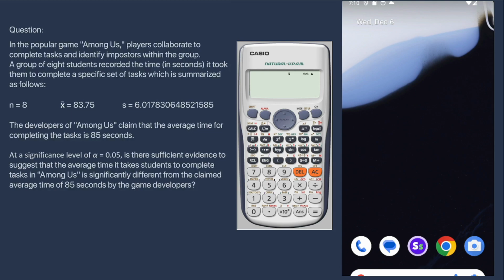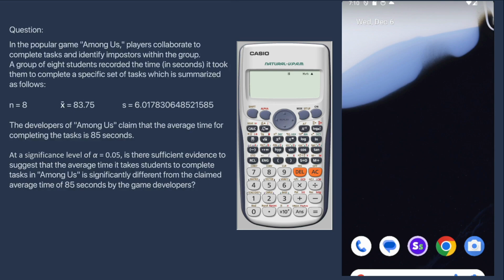The question goes, in the popular game Among Us, players collaborate to complete tasks and identify impostors within the group. A group of 8 students recorded the time it took them to complete a specific set of tasks, which is summarized as follows. The developers of Among Us claimed that the average time for completing the task is 85 seconds. At a significance level alpha equal to 0.05, is there sufficient evidence to suggest that the average time it takes students to complete tasks in Among Us is significantly different from the claimed average time of 85 seconds by the game developers?